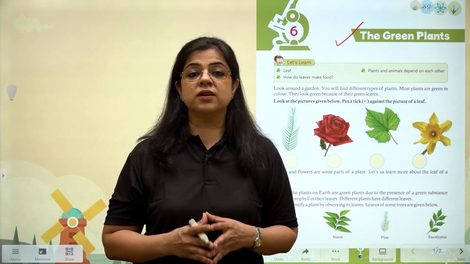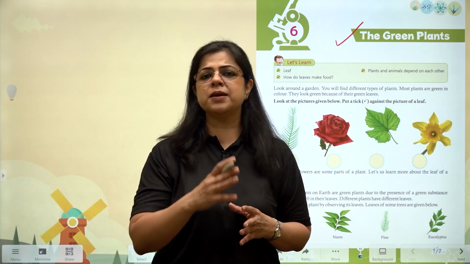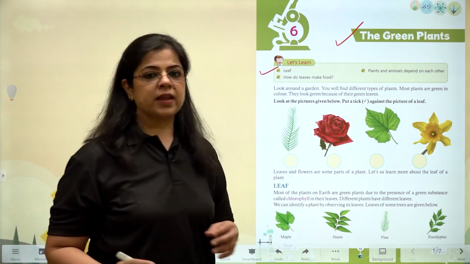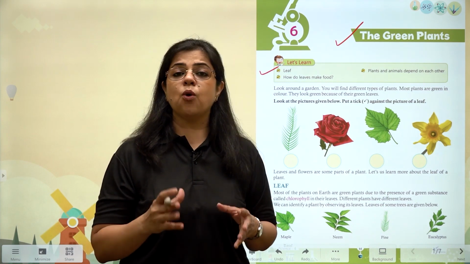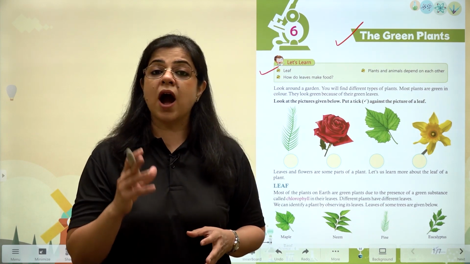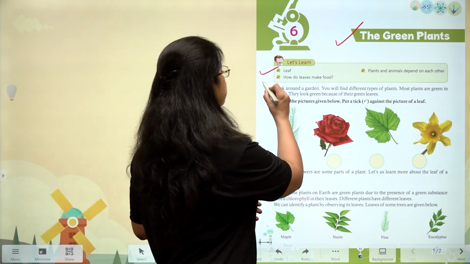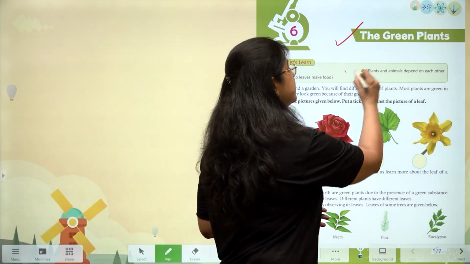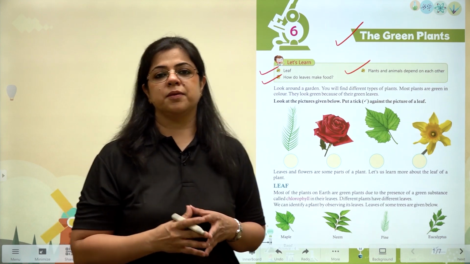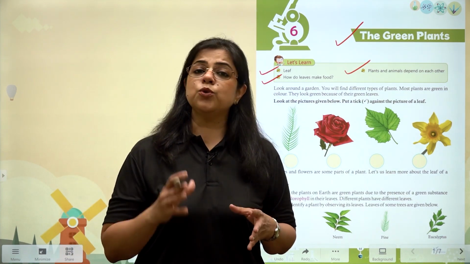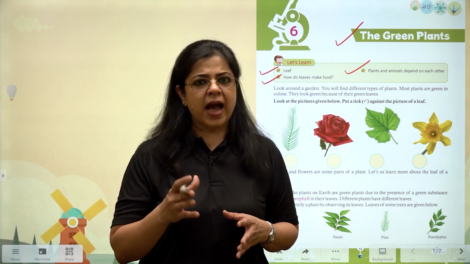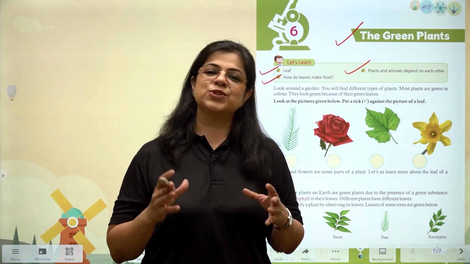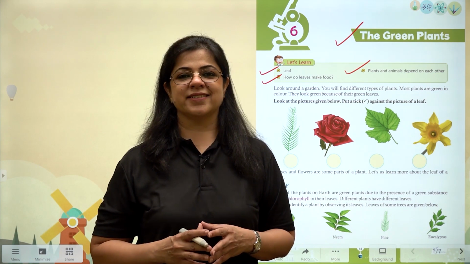We are going to learn in this chapter about a very important part of the plant, which is the leaf. As I just told you, we all depend on plants for food. So how do plants prepare their own food? And other than food, what are the things that we depend on plants for? And do plants also depend on animals and human beings for something? Interesting, isn't it? So let's get into the lesson.